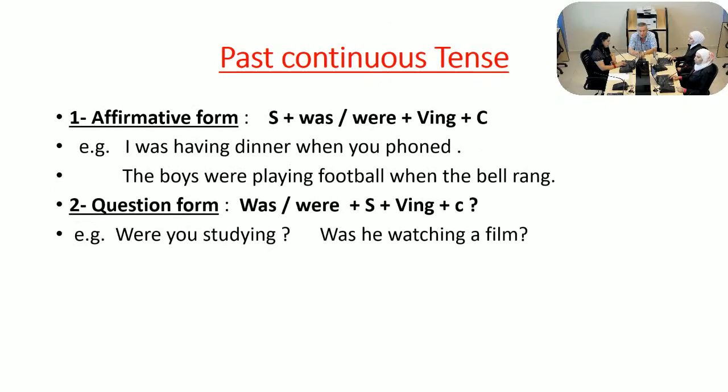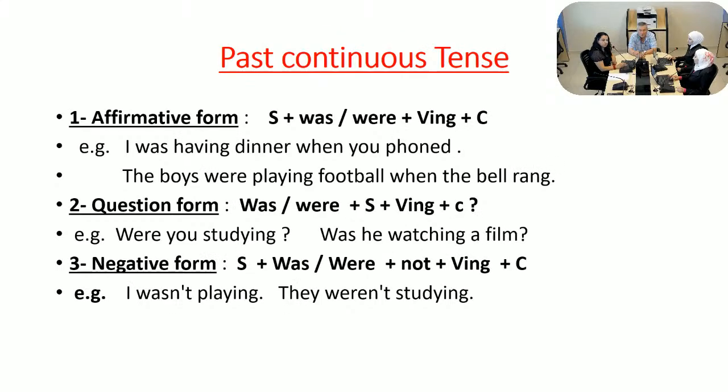Next, the past continuous, and we will stop with this. The form is, after the subject, we use the verb to be in the past, was or were, plus verb plus ing, plus the complement. I was having dinner when you phoned.